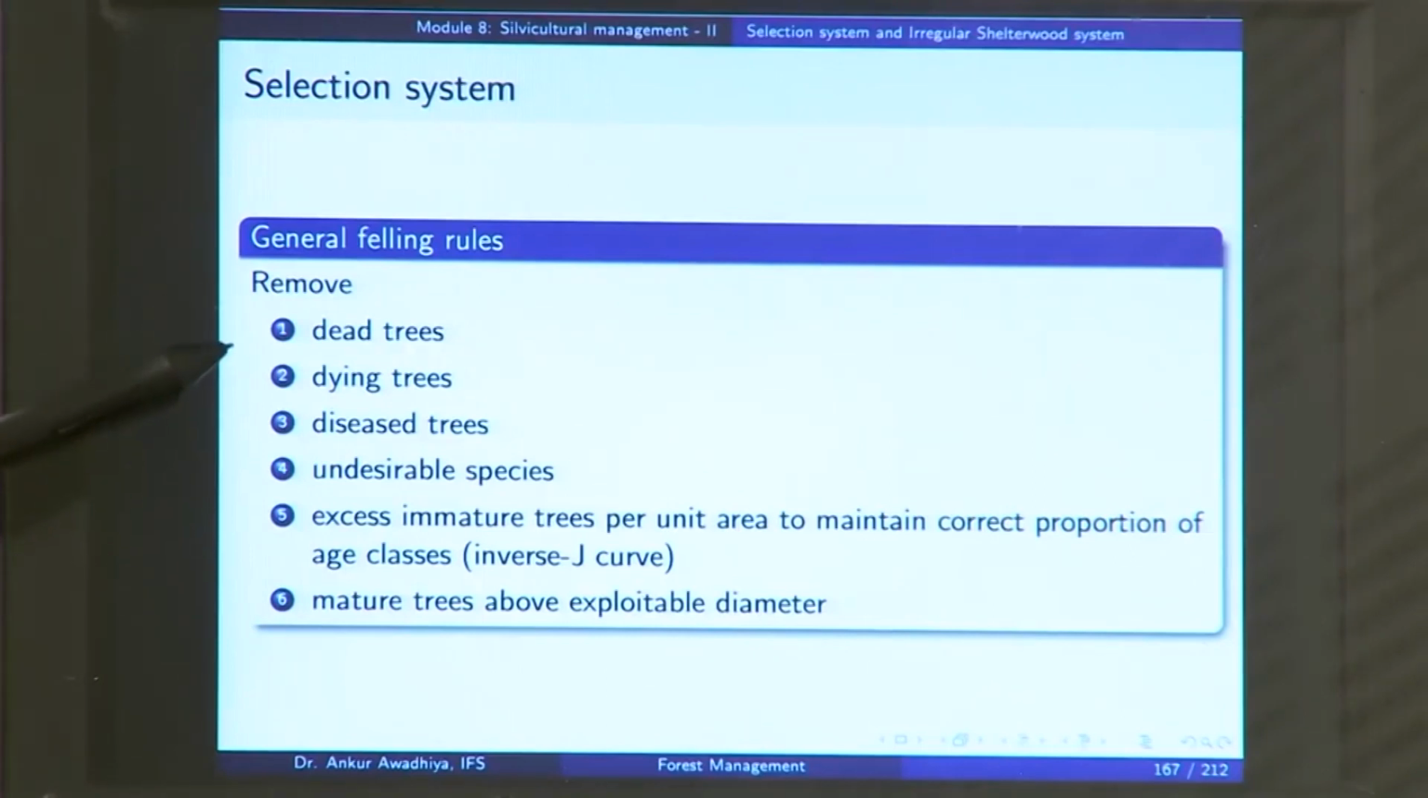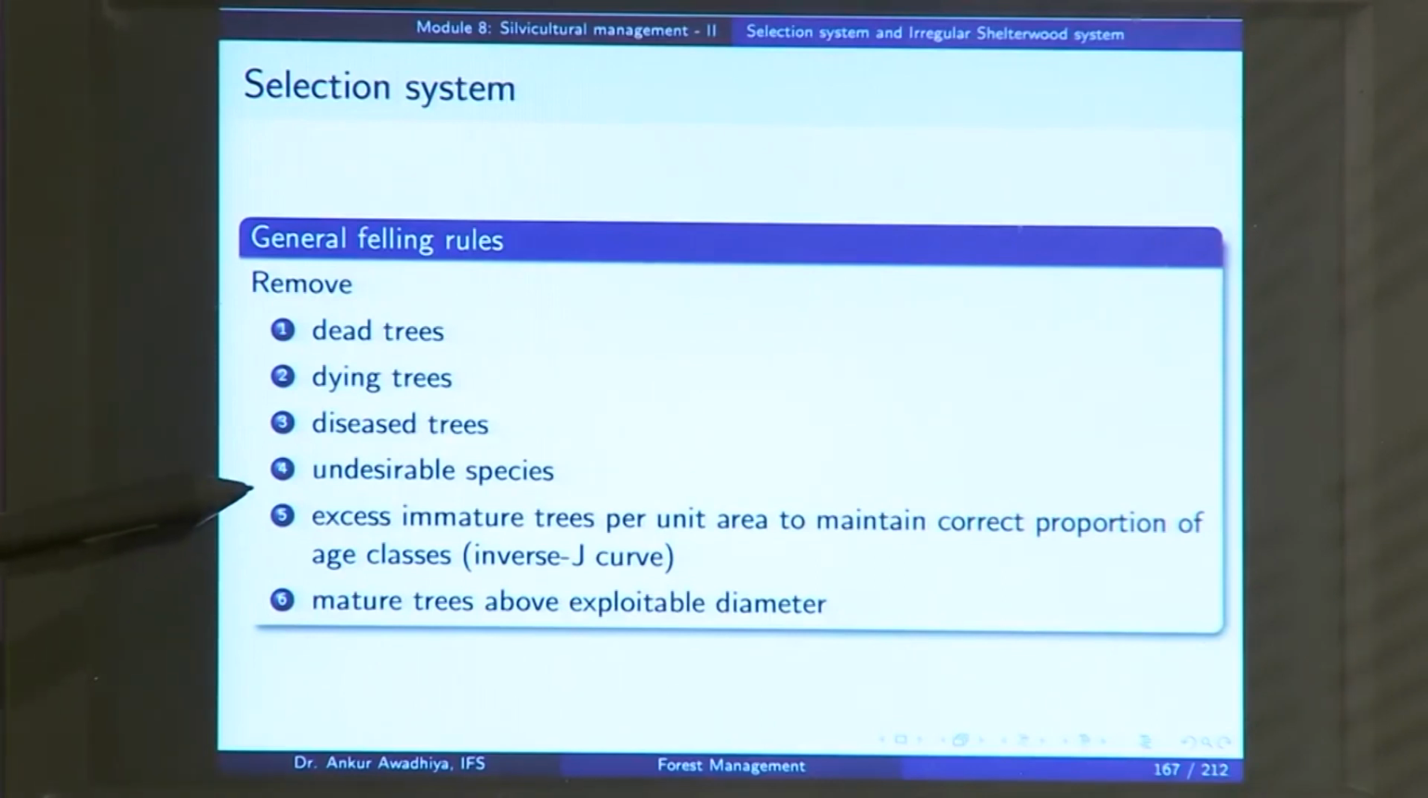So, after these dead, dying and diseased trees, next is the preference of the undesirable species. So, suppose you were maintaining a forest and there is one species that is an invasive species, or probably a species that does not have any economic value. So, you will remove those species, because you do not want these species to propagate in your forest, because they will not provide you any benefits, and in fact, they might lead to some harm as well.